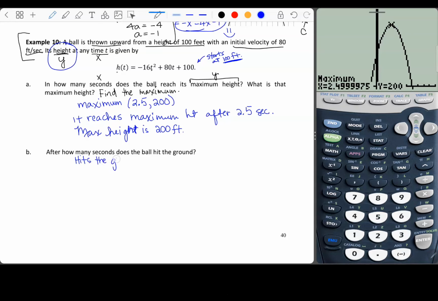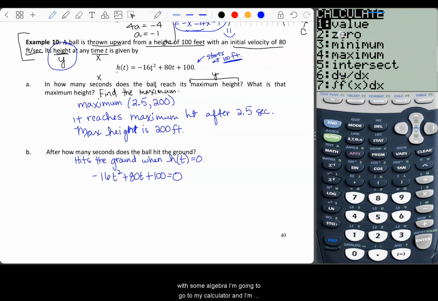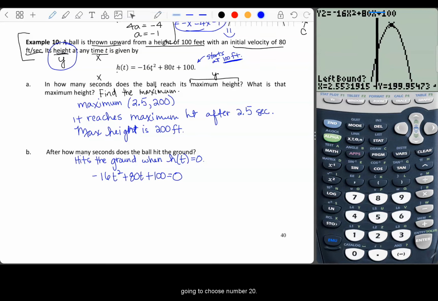So the question is actually asking us to find the x-intercept. So it hits the ground when h of t equals 0. And that's the x-intercept, or the 0 of the function. So we're going to take our function, negative 16t squared plus 80t plus 100, and set it equal to 0. And you're welcome to solve that with some algebra. I'm going to go to my calculator, and I'm going to choose number 2, zero.